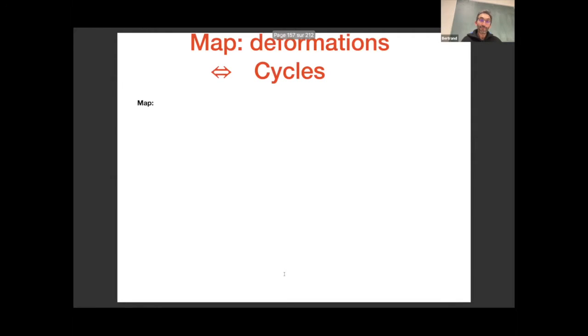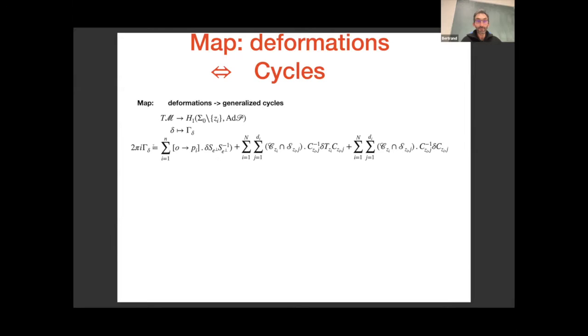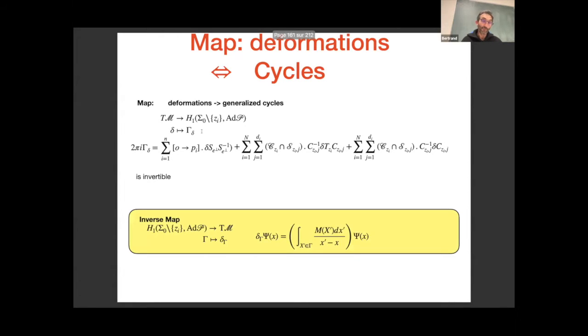So what we have seen so far is that there is a relationship between deformations. Each time you have a deformation, you can associate to it a generalized cycle. In fact, this map is invertible, and the inverse map is very simple because every time you have a cycle, you will associate a deformation, and you define it by seeing how it deforms the flat section. Because once you know how to deform the flat section, you know how to deform everything else, because everything else can be written in terms of flat sections.